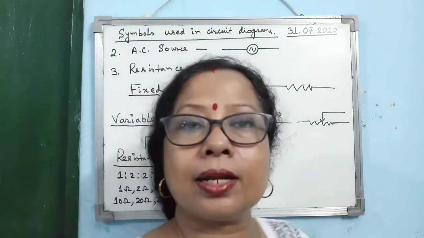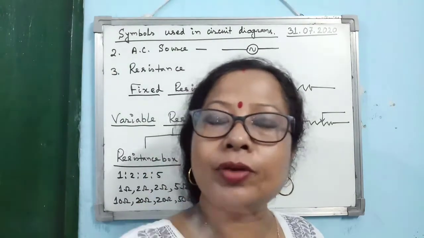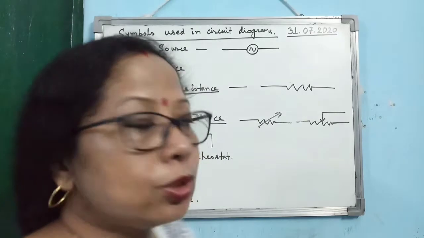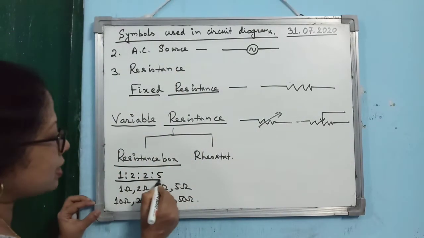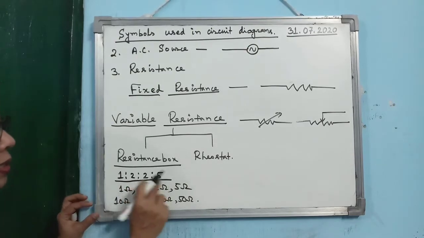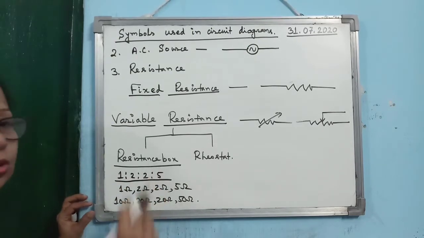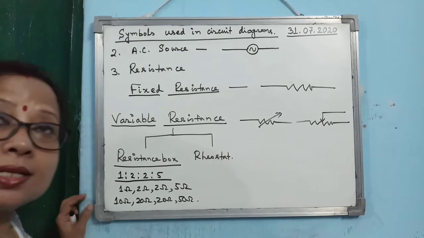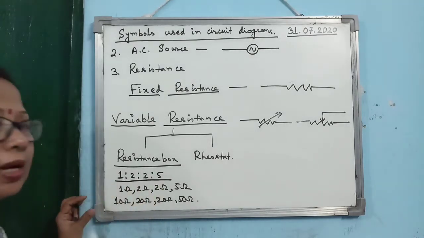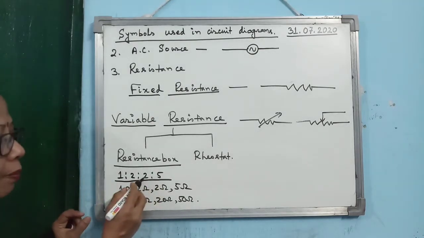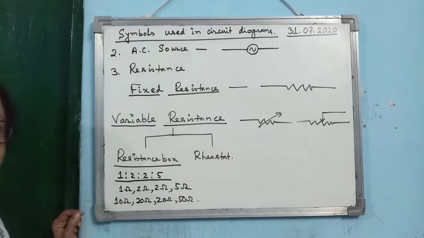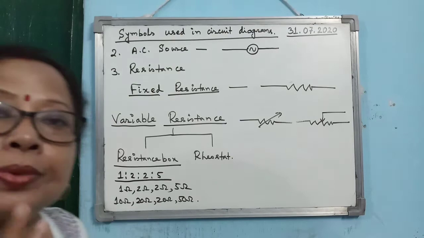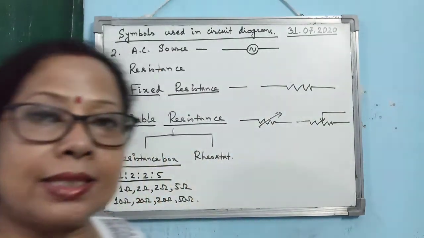Is that clear? So that's why in a resistance box you will never get a 3 ohm resistance. You will never get a 4 ohm resistance. You will never get a 6 ohm resistance. So this is the point you have to remember, that in a resistance box, resistances are given in the ratio 1 : 2 : 2 : 5. And what is the reason that it is given like this? Because this is the minimum number of digits by which you can form all the digits from 1 to 9. That is the cause. Okay.